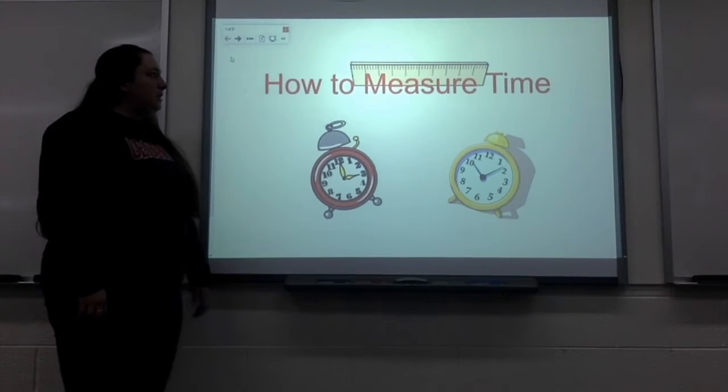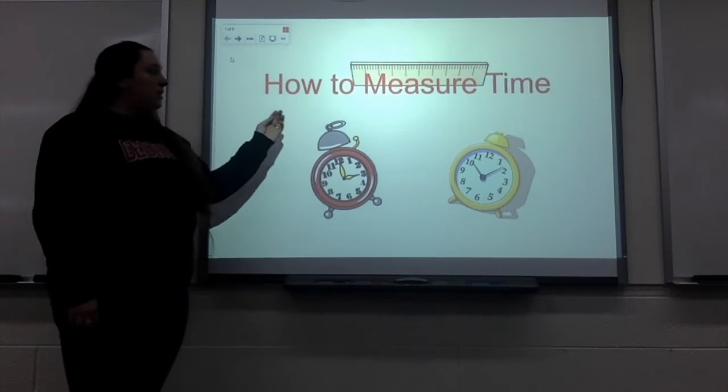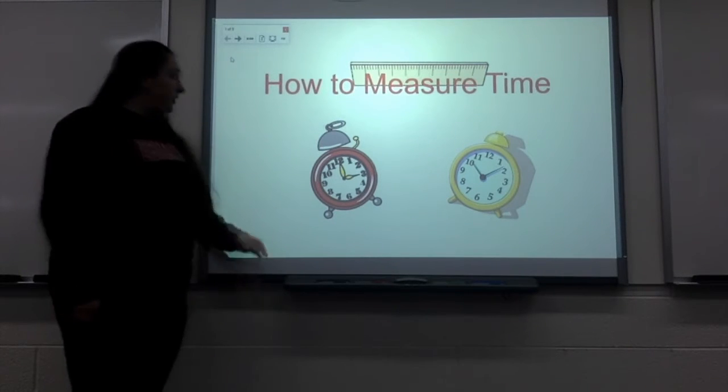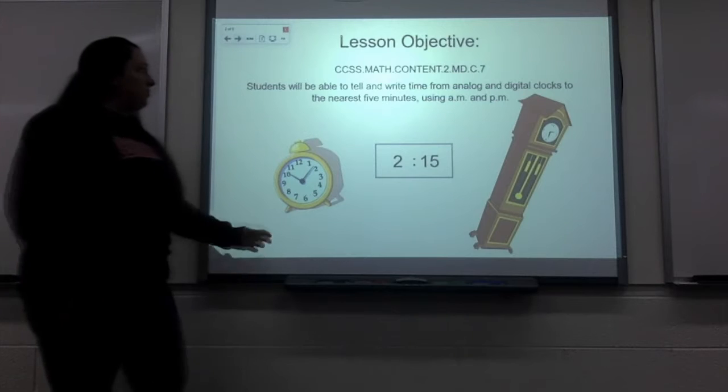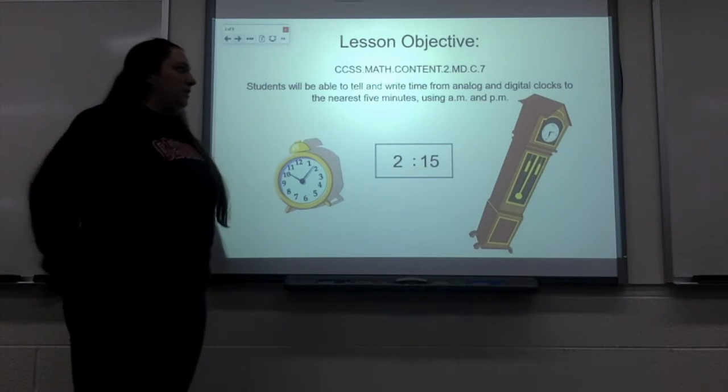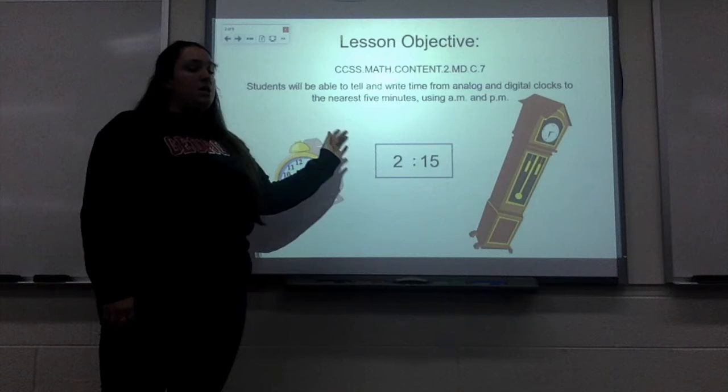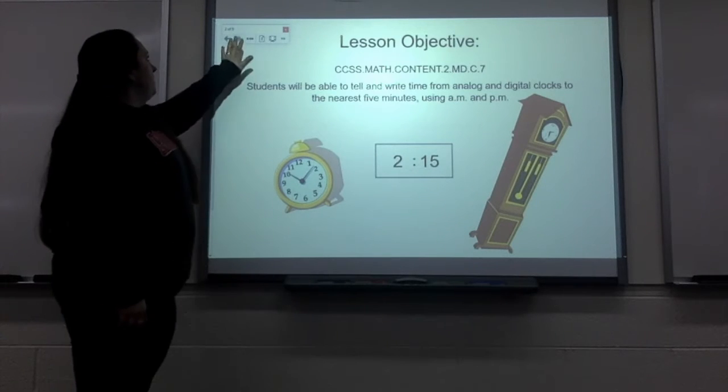This is my lesson on how to measure time for second graders. This is my lesson objective, so students will be able to tell and write time from analog and digital clocks to the nearest 5 minutes using AM and PM.